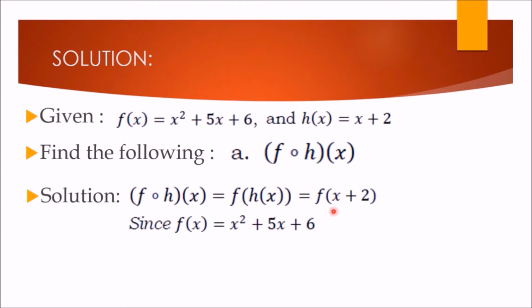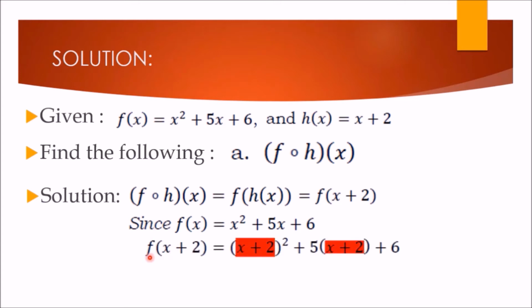So if we do further the composition of functions, f of x plus 2 is now equal to x plus 2 quantity squared. Look at this. Your first term in the f function is x squared. So instead of writing x, you'll have to write x plus 2. That is how you compose your function. Your f function is composed of h of x. Your h of x is inside this function, right? So 5, copy, and then your x is changed to x plus 2, and then copy 6.